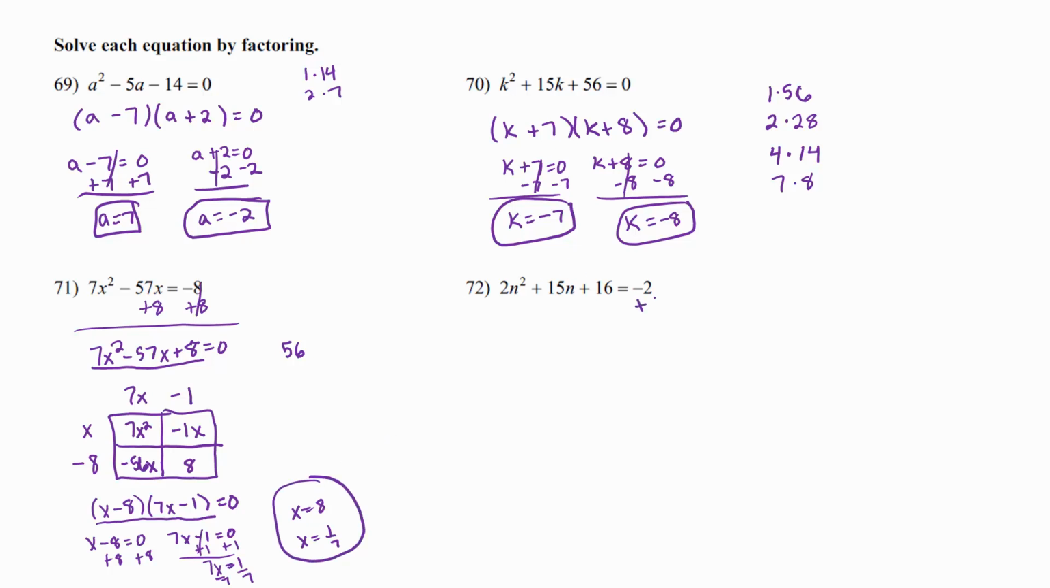And here we go. We need to get our surprise face by adding 2 to both sides. So 2n squared plus 15n plus 18 equals 0.